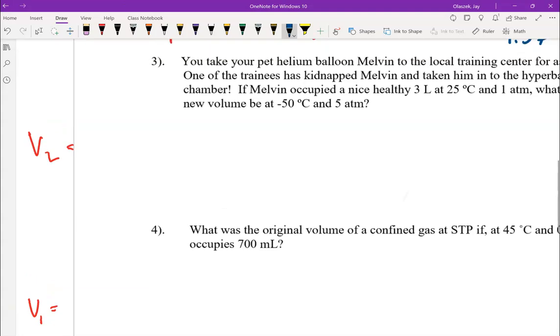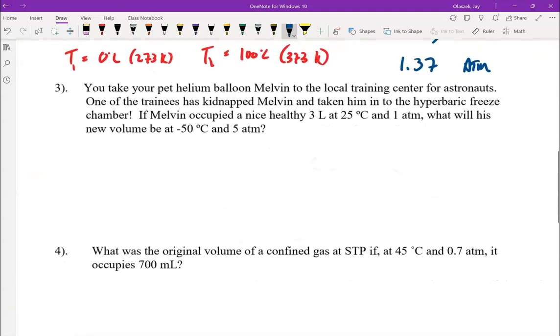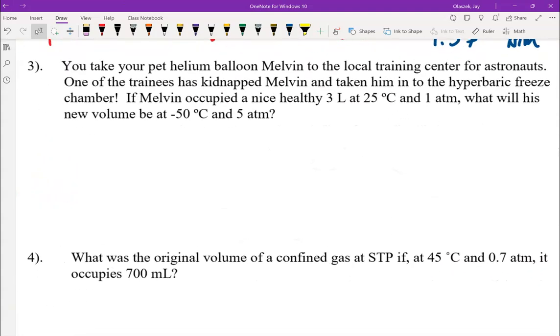Okay, these don't show the equations. You're going to have to try this. It says you take your pet helium balloon Melvin to the local training center for astronauts. One of the trainees has kidnapped Melvin and taken him into the hyperbaric freeze chamber. If Melvin occupies a nice healthy 3 liters at 25 degrees Celsius and 1 atmosphere, what will his new volume be at negative 50 degrees Celsius and 5 atmospheres?